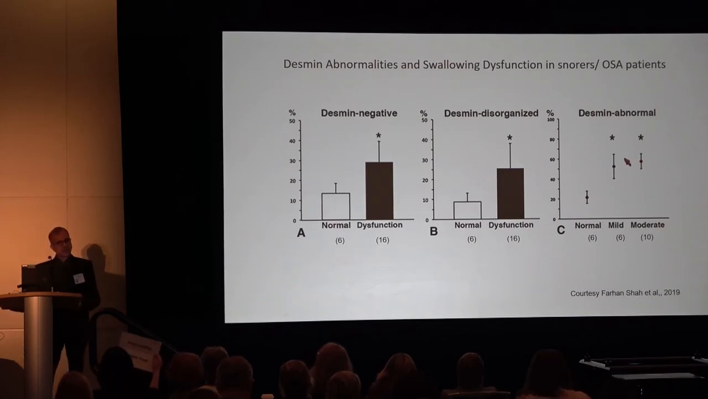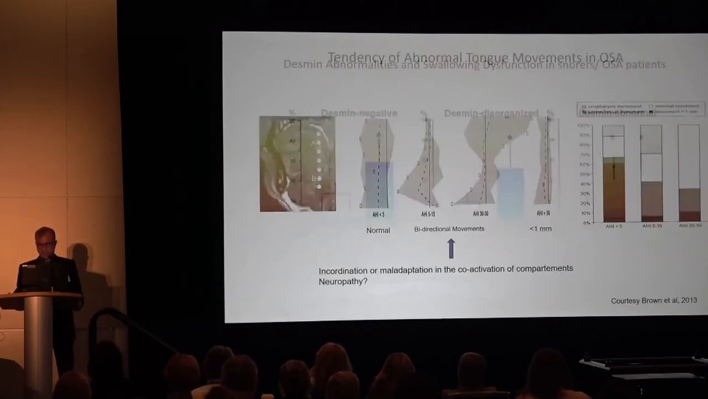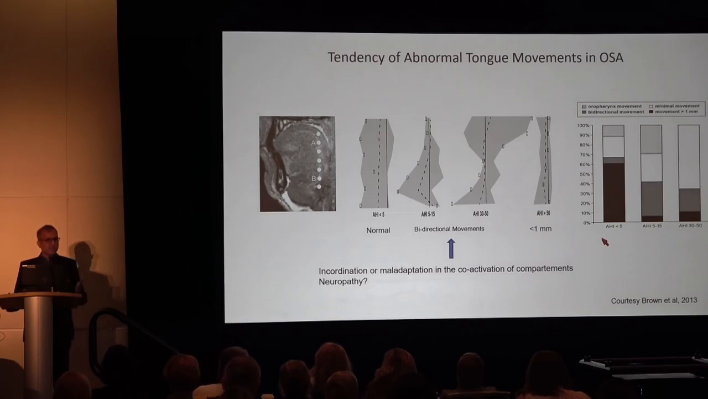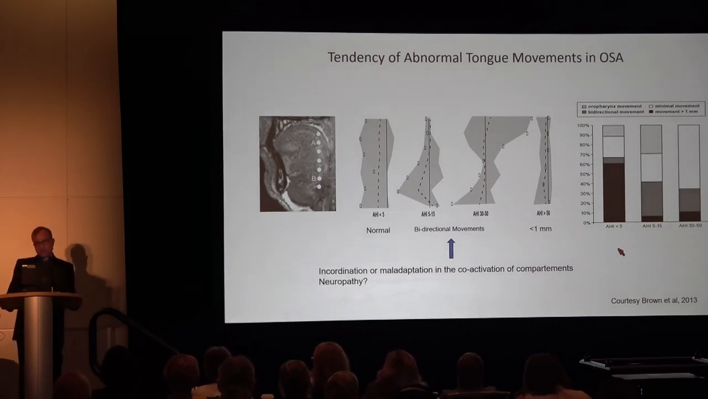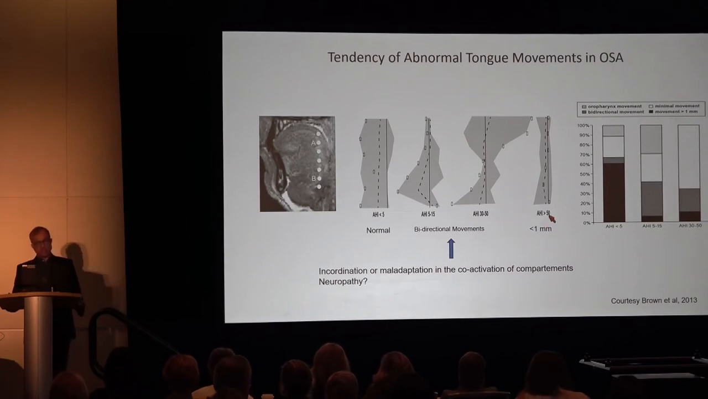So we should know that this can increase, and this can also cause swallowing difficulties and so on. Then if we talk about the movements of the tongue, in normal, the tongue moves anteriorly during breathing, inspiration. And in severe AHI, it doesn't move much. It's less than 1 millimeter.